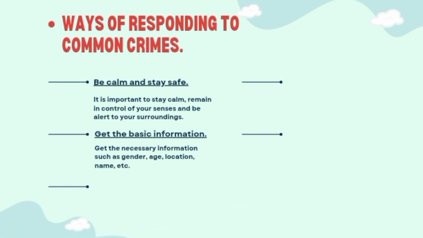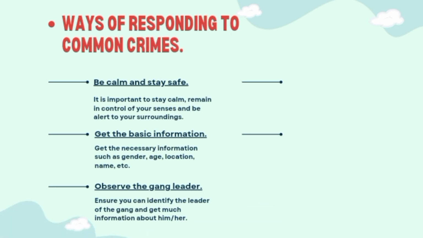Number two is that you get the basic information. Yes, this is also another way of responding to common crime. Get the necessary information such as the gender, the age, the location of the crime, and so on and so forth. Then number three, observe the gang leader. Yes, among the criminals, there must be somebody giving instruction. Observe the person. Take note of the person's complexion, the height, the clothes the person is wearing, any important information that can help track the person.